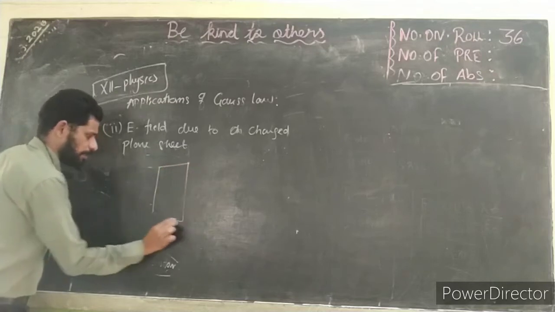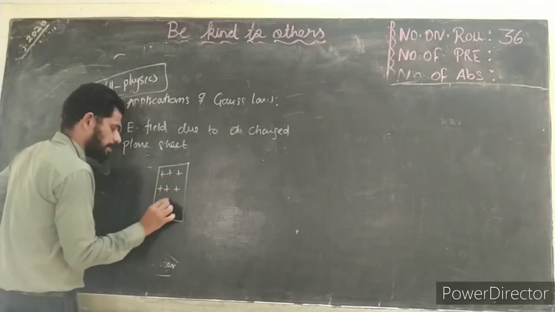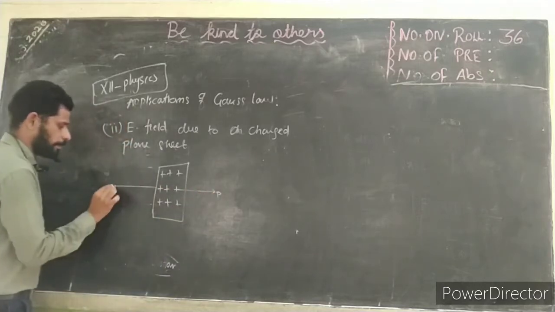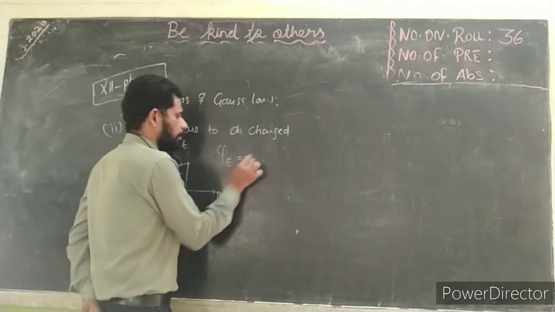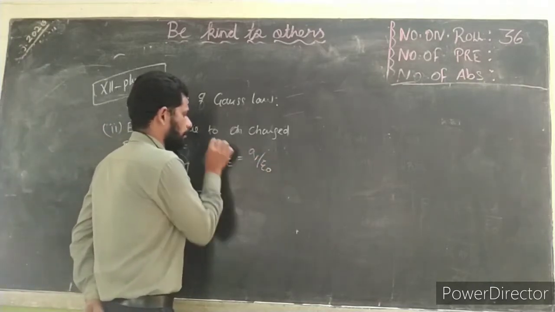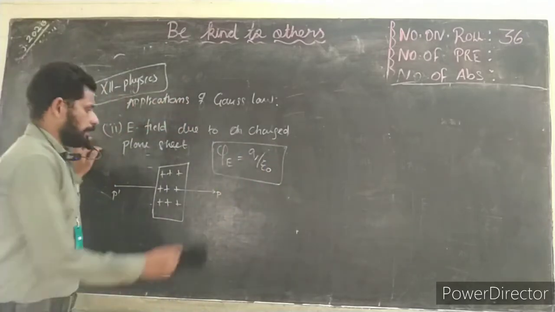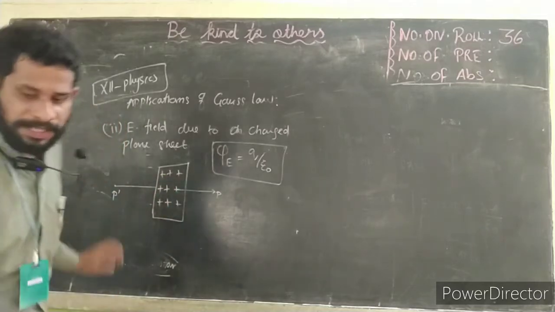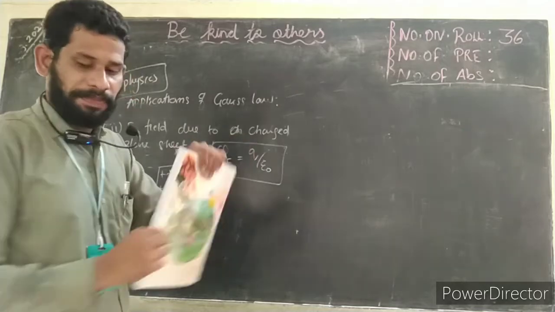Here I have the plane sheet, which is charged. Positive charges are on the surface of the plane sheet, pointing away. Here also we have to find phi equal to q by epsilon naught. Now listen. Here also P and here also P dash. It's like a plane surface. It's always pointing away from the surface, and here also away from the surface.